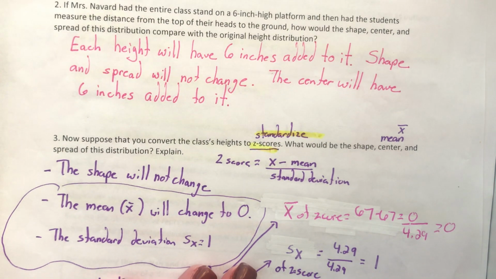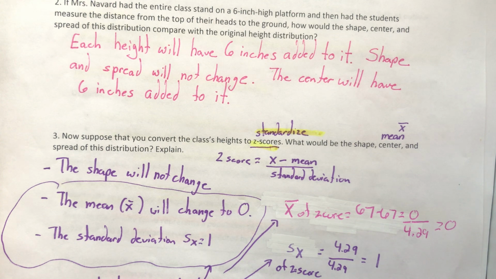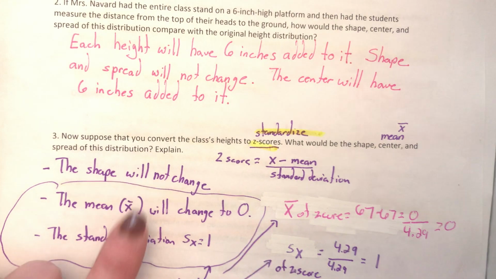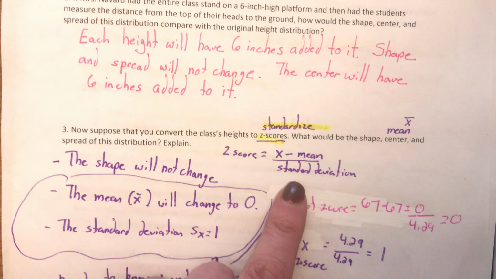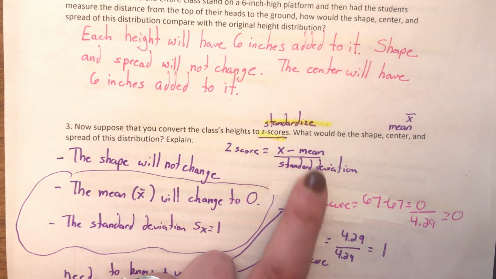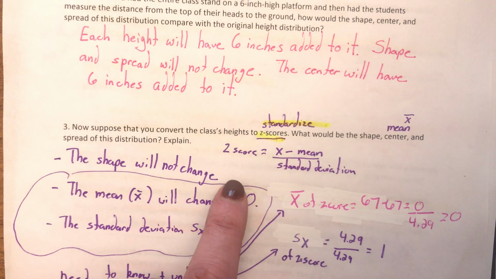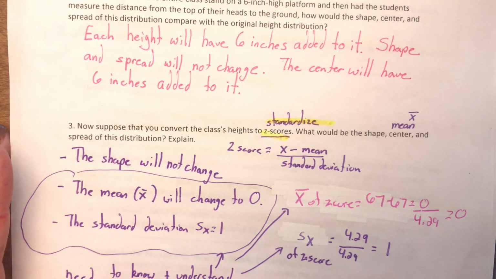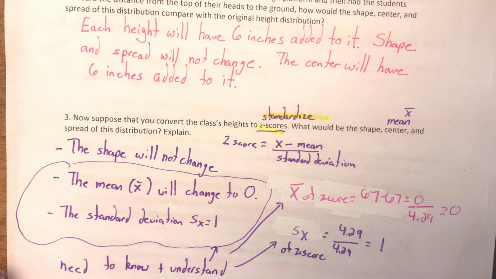Now suppose that you convert the class's heights to z-scores. You're going to standardize the scores. What would the shape be, the mean for your center, and the spread of this distribution? When we're talking about spread, we're going to look at the standard deviation. When converting to z-scores, we subtract the mean and divide by the standard deviation. We know that subtracting and dividing will not affect the shape. So the shape of our z-scores will not change from the original shape of the height distribution.